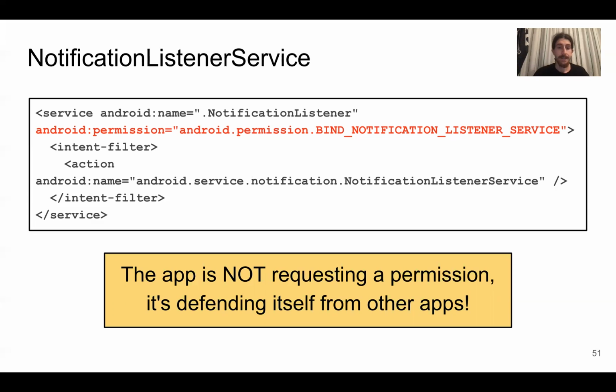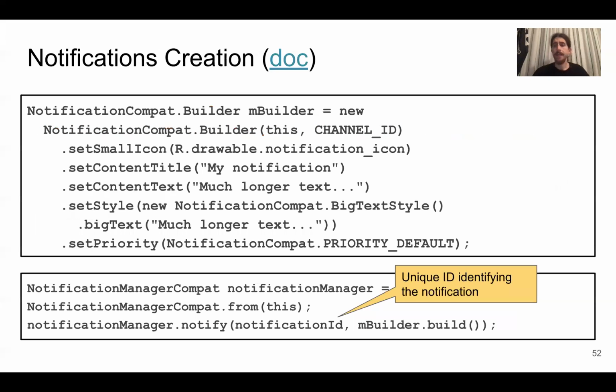All right. I think I'm being extremely boring. I'm gonna move on. Cool. This is actually how we do this in code. So the first thing we do is create a builder, and it's quite verbose, but you can set the icon, the title, the content, the style, blah blah blah, and the priority. So that's how we build the notification.